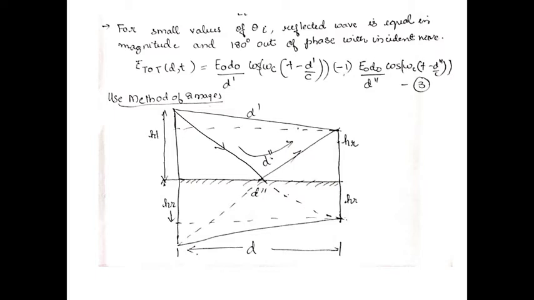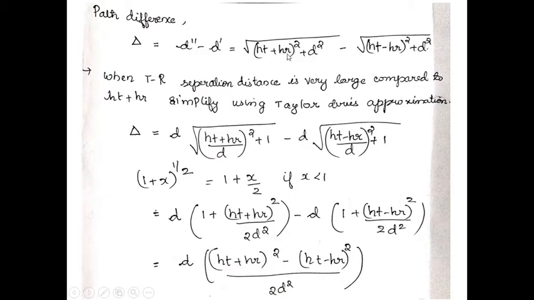Now from the figure, please note what d double dash is. It will be root of ht plus hr the whole square minus d square. As we are applying Pythagoras theorem to this particular triangle, I can write root of ht plus hr the whole square minus d square as this particular value, that is d double dash. That is what is written here. And again coming to d dash.